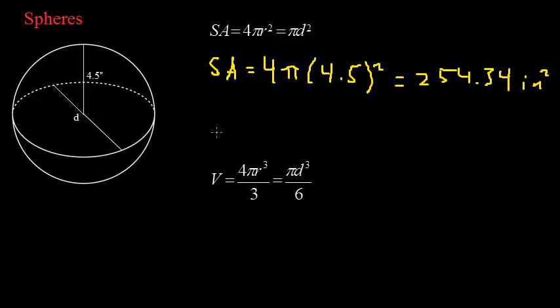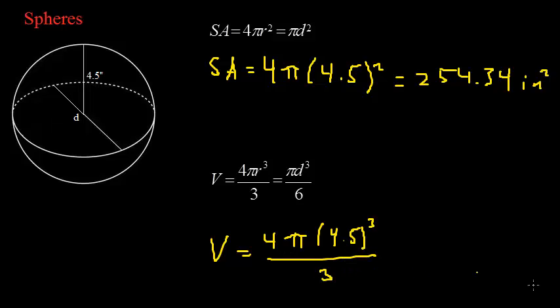For the volume of the sphere, again we have the radius, so we'll use that first formula there. The volume is 4 times pi times 4.5 cubed all over 3. 4.5 cubed is 91.125. Multiply that by 4 pi and divide it by 3. And we get 381.51, and our units are cubed since we are dealing with a volume.